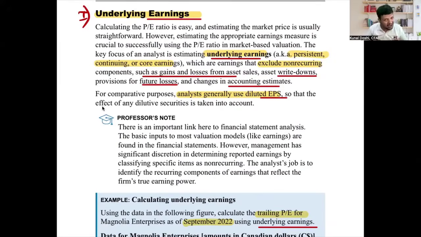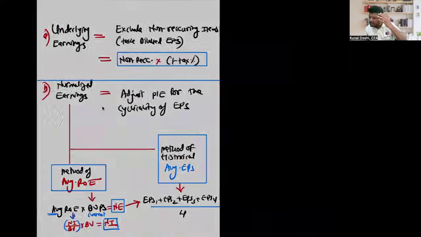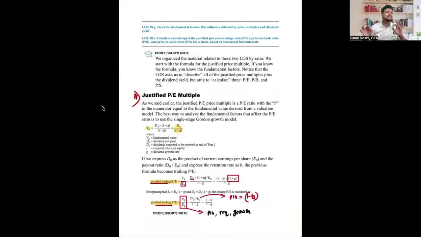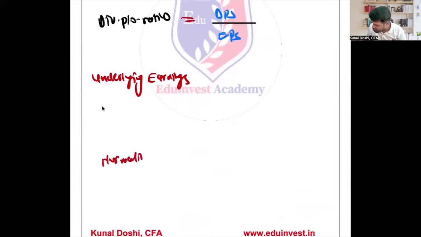So what is underlying earnings and what is normalized earnings? First, we will discuss what is underlying earnings here. Correct? They've given some examples and we've already discussed what is normalized earnings. Two important formulas are necessary with respect to the PE ratio in the earnings part. So I will discuss what is underlying earnings and then we will discuss what is normalized earnings. Actually, these are adjustments in the earnings because we know they are subject to manipulation.